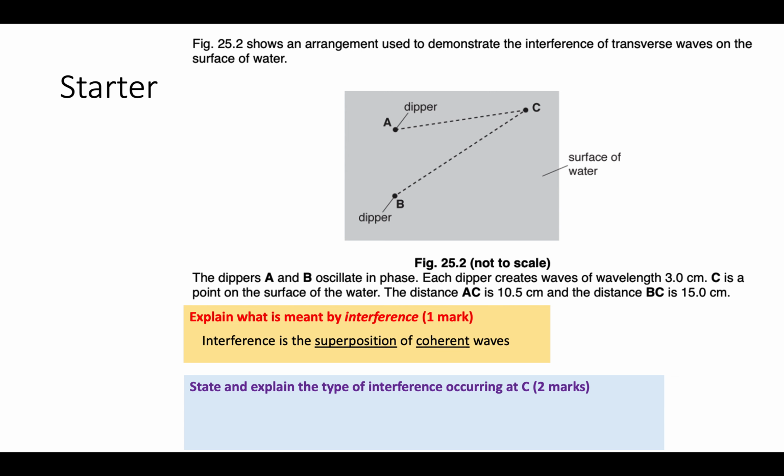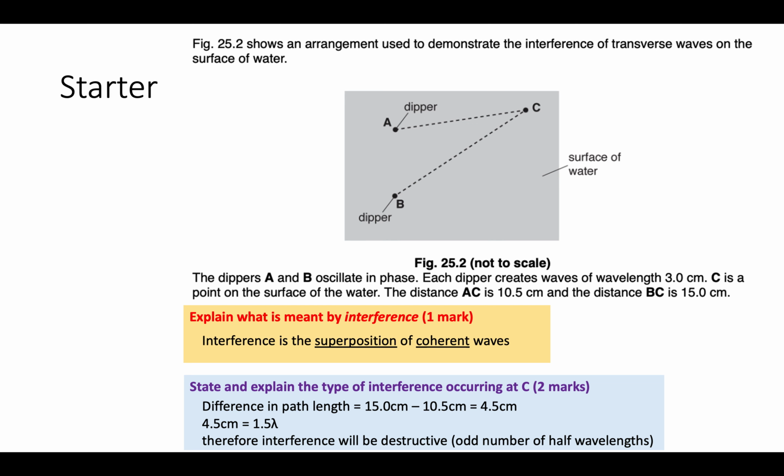Okay. State and explain the type of interference occurring at position C. So to work that out, what you need to know is the difference in path length. And to do that, you compare distance AC with BC, so you subtract one from the other, and that gives us a difference in path length of 4.5 centimetres. Then you compare that difference in path length to the wavelength. Wavelength was 3 centimetres, told us that in the question. 4.5 centimetres is 1.5 times the wavelength.